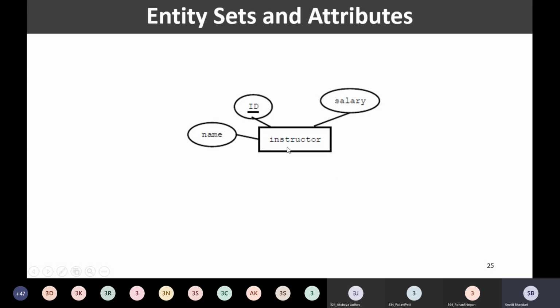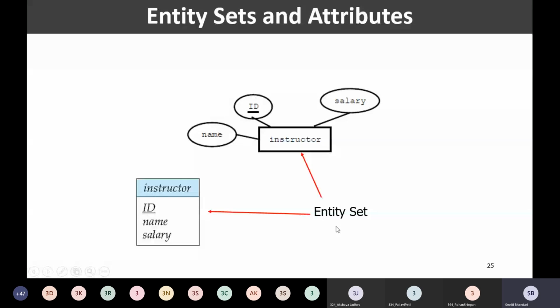So what are those notations? Entity set is represented using a rectangle. So instructor is my entity set. So we are making use of the rectangle to denote the entity set. And these attributes are depicted by making use of the ellipse, right? So ID is an attribute, name is an attribute, and also salary is an attribute. So rectangle denotes entity set.